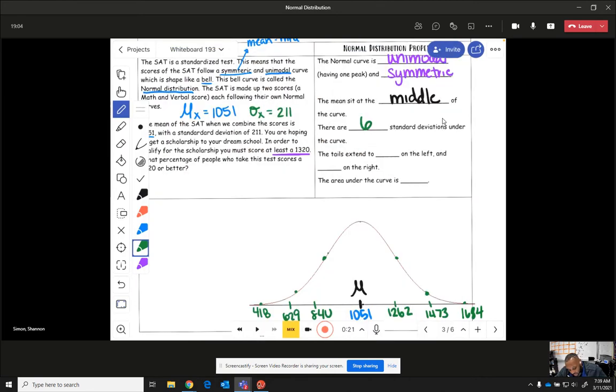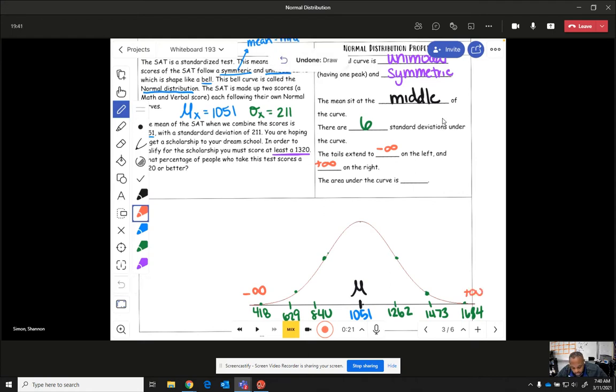So remember from the empirical rule, by the way, 3 standard deviations is 99.7% of the data. So most people score within these values. But we have 3 to the right and 3 to the left, so that's 6 standard deviations underneath this normal curve. The other thing you need to know is that the tails extend to negative infinity on the left and positive infinity on the right. What that really means is that this tail over here is going on forever, and this tail over here is going on forever. On the left we call this negative infinity, and on the right we call it positive infinity.